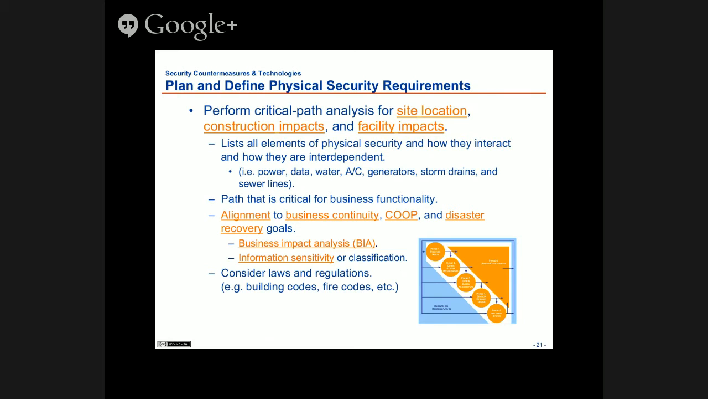So business continuity, COOP, continuity of operations. Then you have your disaster recovery goals. So you need to make sure your business continuity is aligned with your COOP and your disaster recovery goals. And we'll talk about this a little bit further.